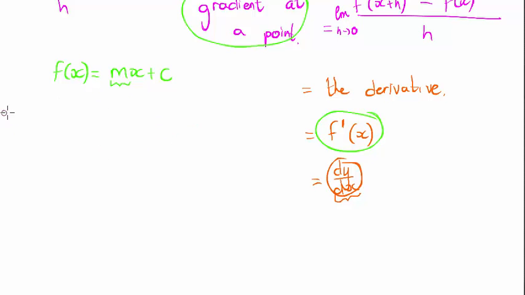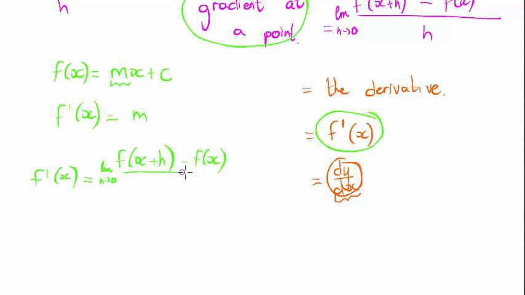Okay, so let's quickly look at using this formula to find the formula for the gradient. Well, you should know the gradient is constant, so it should just be m. But let me prove it for you. So we have this formula that the derivative is the limit as h tends to 0 of f of x plus h minus f of x over h. Okay? And now we'll substitute these values into our formula.